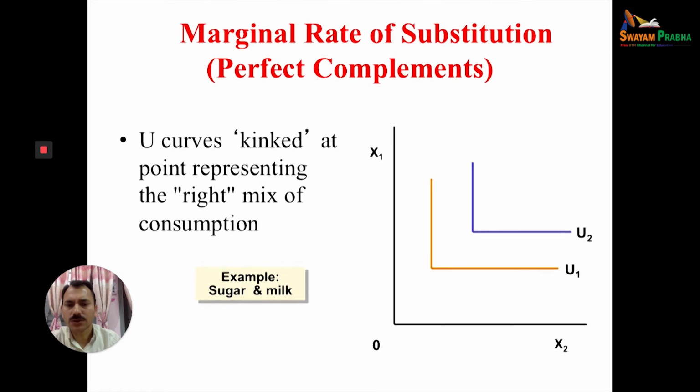When commodities are perfect complements, for example sugar and milk, bread and butter, pen and ink, then the marginal rate of substitution, in the case of the indifference curve, will be like this.